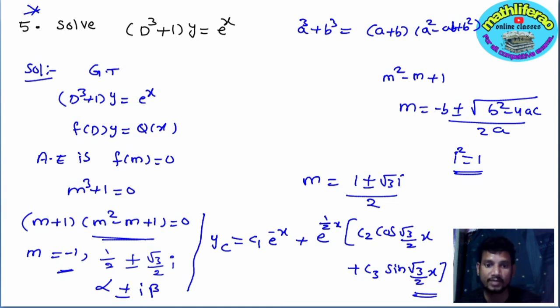Here the roots are: one is the real root and two are the complex roots. This is the real root part, this is the complex root part. This is the complementary function of the given function. Next we need to find the particular integral.